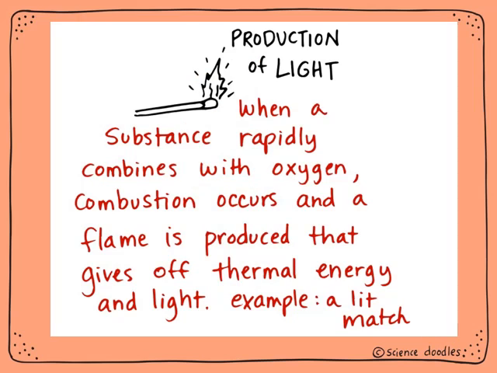Production of light is when a substance rapidly combines with oxygen. Combustion occurs. Combustion is when something catches on fire and a flame is produced that gives off thermal energy and light. An example is a lit match. The stuff at the end of the match reacts with the oxygen in the air when you strike it to light the match, and it gives off thermal energy, which is heat, and light.